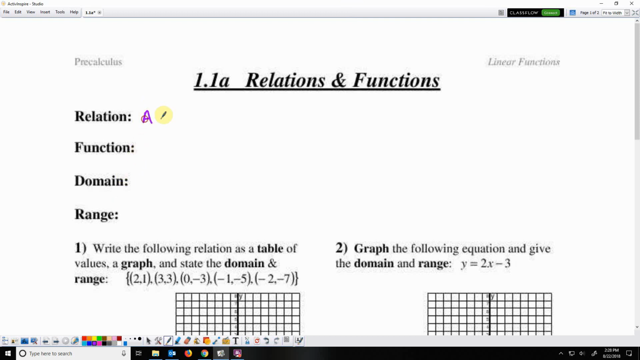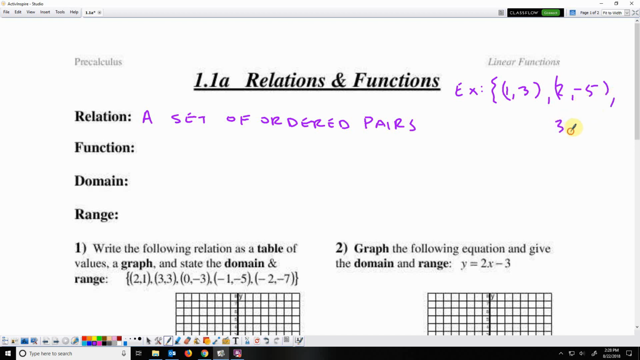A relation is a set of ordered pairs. So for example, I could have the ordered pairs (1, 3), (2, -5), (3, 7), and we'll just cut it off at those three. So there's a relation. It's just a set of ordered pairs.